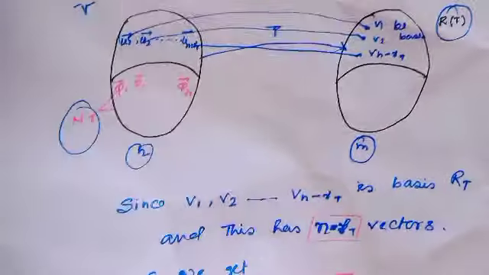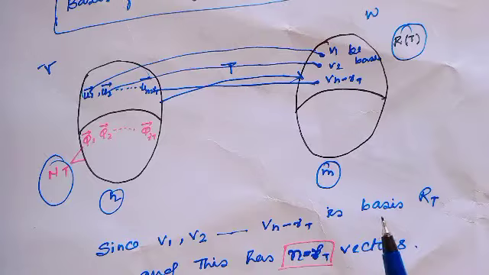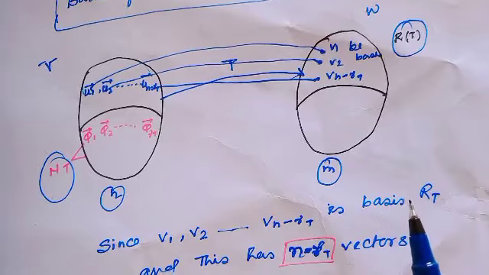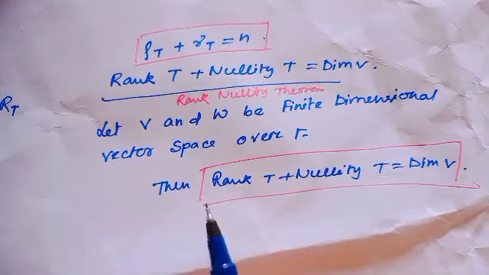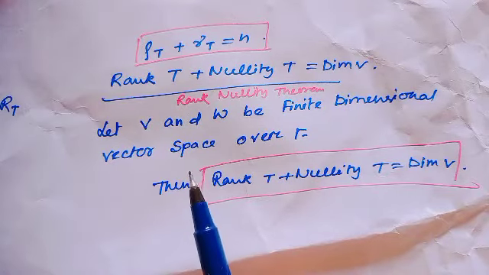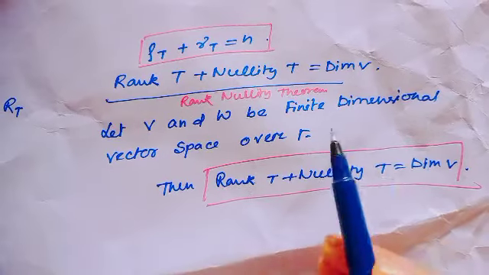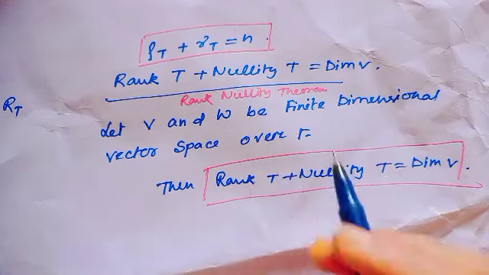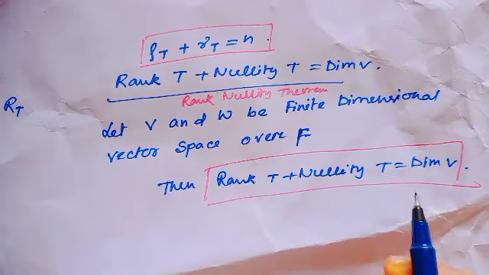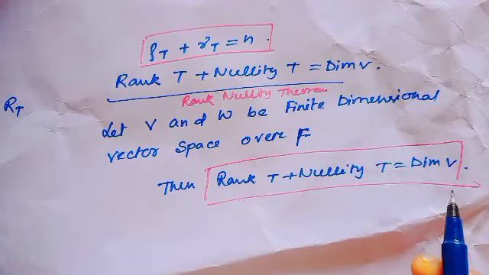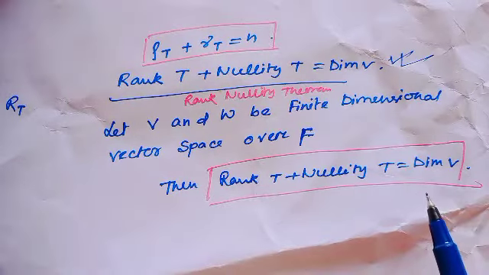Okay, are you getting the picture? If you know the picture, then you will understand in a better way. And this expression is actually the rank nullity theorem. In my earlier video, I have studied the rank nullity theorem. The theorem is, let V and W be finite dimensional vector spaces over the field F. Then, rank T plus nullity T equals dimension of V. Are you getting? This is actually the idea of the rank nullity theorem.